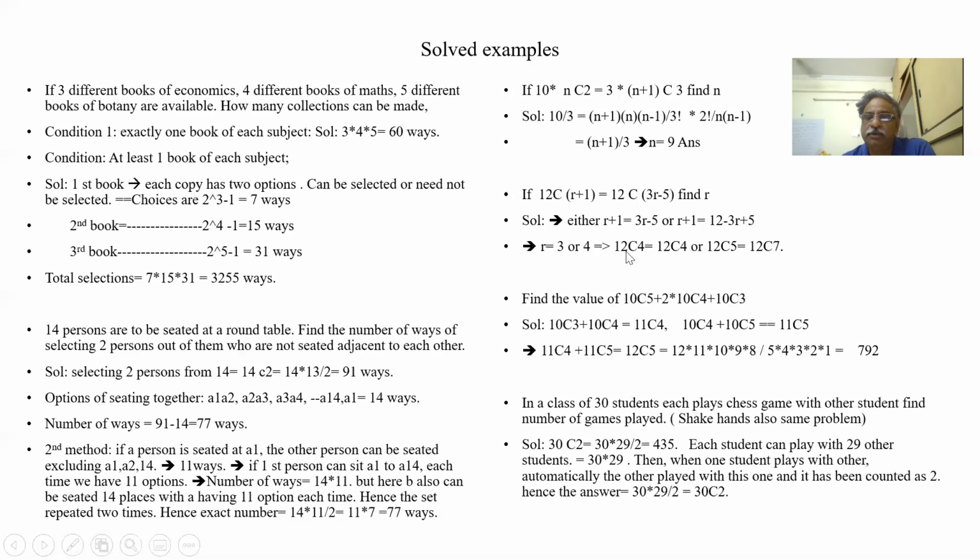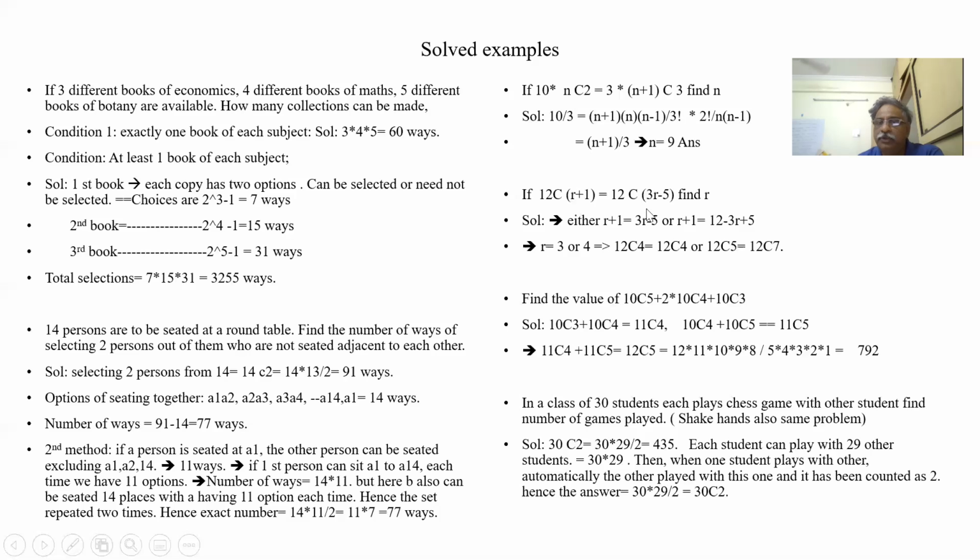That is 12C4. For r=3, 3r-5 is 9-5, 4, so 12C4. Or 12C4 is 12C8 also. For r=4, 12C5 is 12C7, because when I take 4, it becomes 12C5. 12C5 is n-5, that is 12-5, 7, so 12C7. So we get 2 values of r.